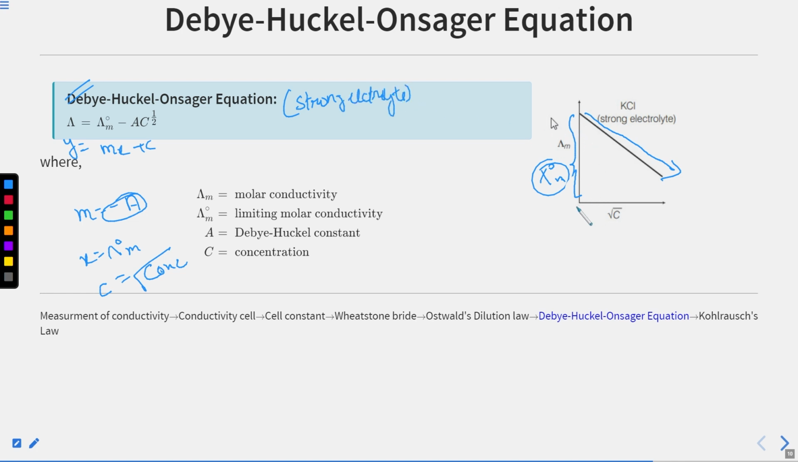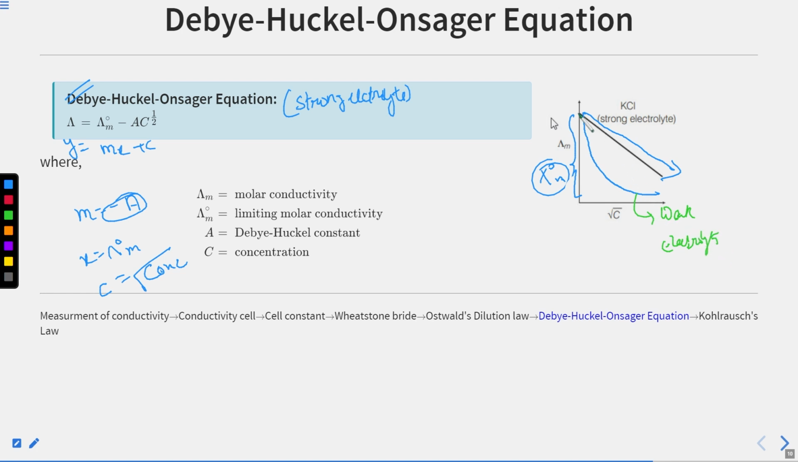That is why we are getting this kind of graph. Whereas the previous one, which was Ostwald dilution law, we saw that we have kind of this. So this was for weak electrolytes. We should compare both of these at a time. It is already written, weak electrolyte.